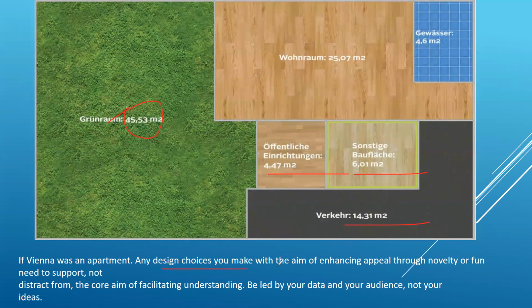Any design choices you make with the aim of enhancing appeal through novelty or fun need to support and not distract, of course, from the core aim of facilitating understanding. So always be led by your data and your audience, not your ideas, which means that you should always satisfy what your audience wants. You should always satisfy what your audience needs from you. Okay, so moving on.